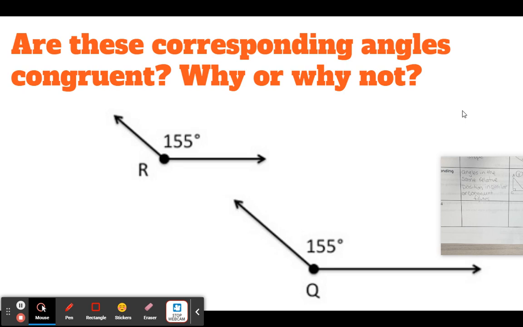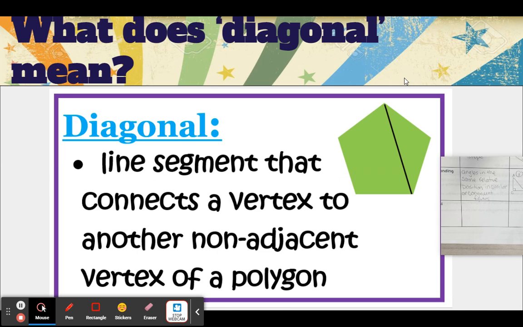Now, these are angles, right? And the question is, are these corresponding angles congruent? Are they the same angles? So this one is 155 degrees, and this one is also 155 degrees. Now, they are actually both congruent, even though this arm isn't as long as this arm, because really these lines will just keep going on forever and ever. That's why there's an arrow there. So these are congruent because they are literally the same angle. Awesome. So let's go ahead and move on to diagonal, which is pretty easy.